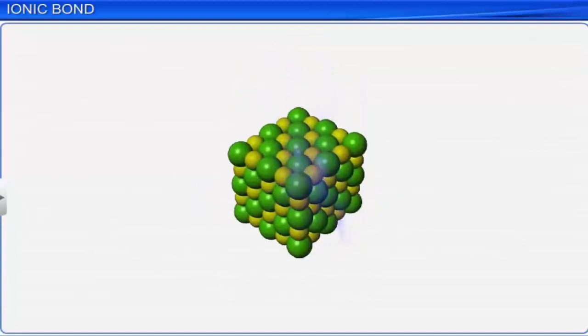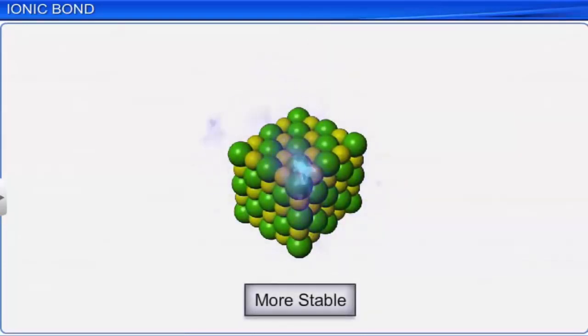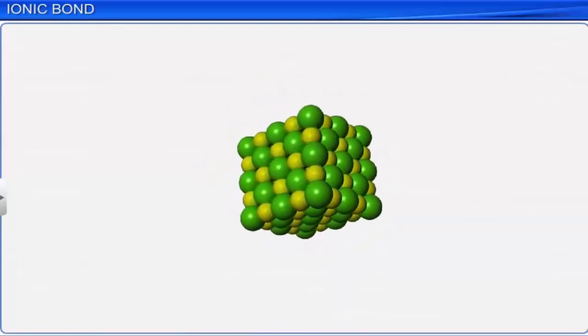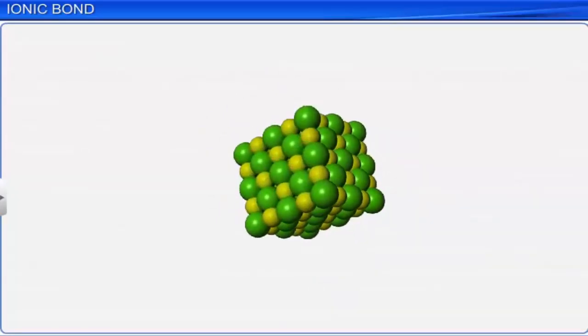Since energy is released in the process, it makes the crystal lattice more stable. Thus, the magnitude of energy released during the formation of crystal lattice, called lattice enthalpy, provides a measure for determination of the stability of the ionic compound. Thus, lattice enthalpy plays a vital role in the formation of ionic compounds.